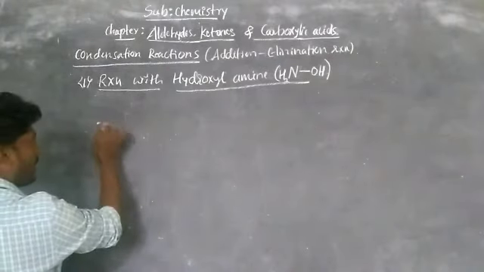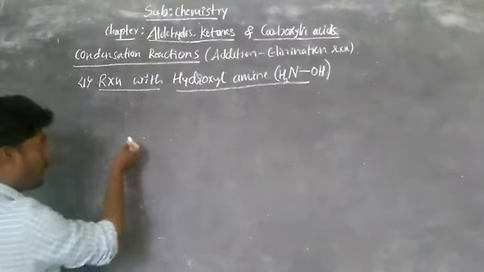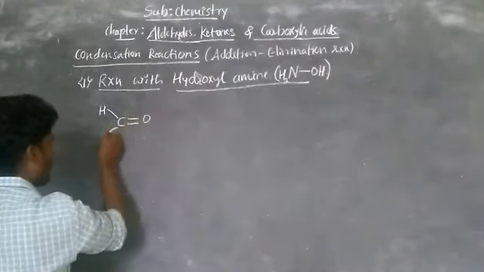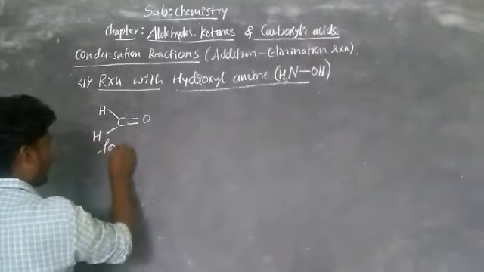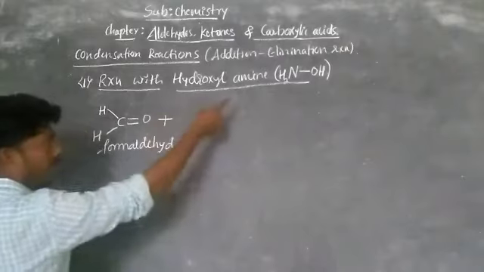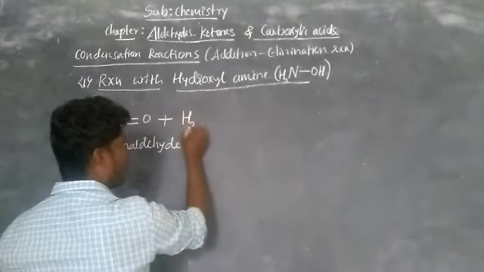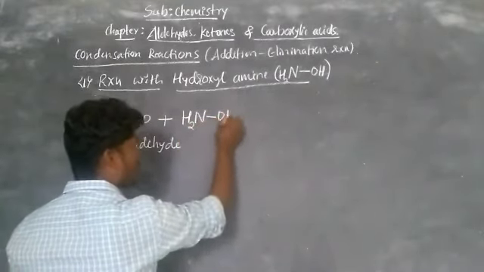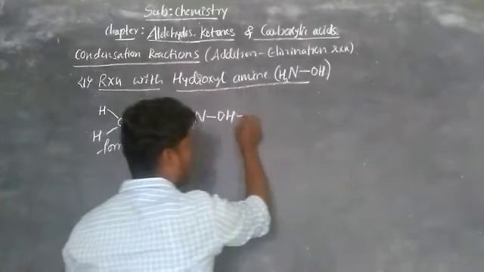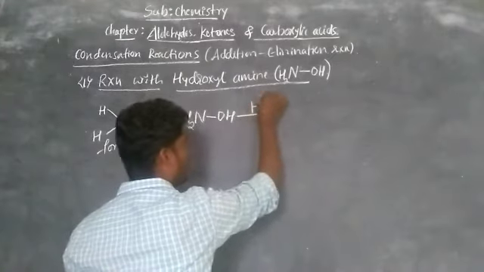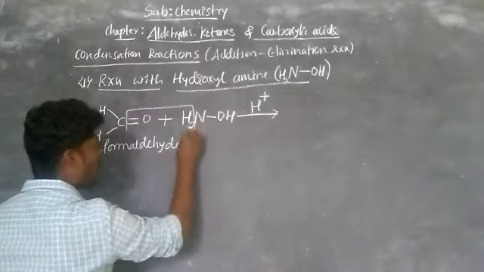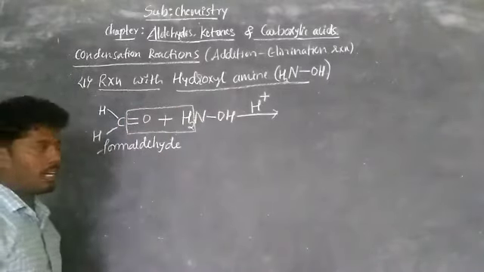Now take aldehyde. Generally take formaldehyde or acetaldehyde, anyone. Take the formaldehyde, H C double bond O bond H. This formaldehyde reacts with hydroxylamine, NH2OH. See, very easy students. This reaction carries on only in slightly acidic media. What will happen? This oxygen and these two hydrogens become water.